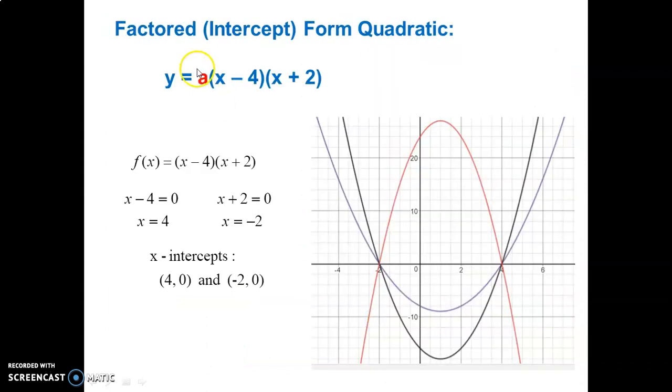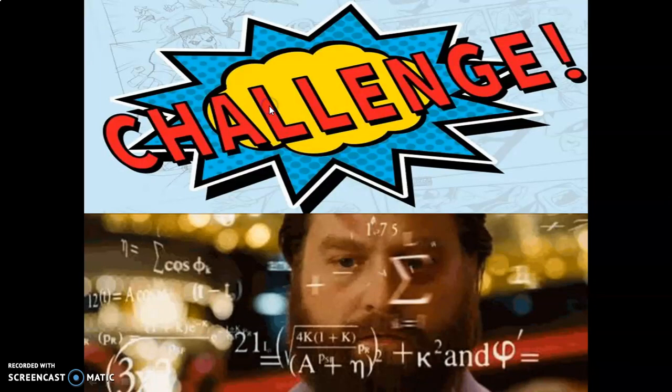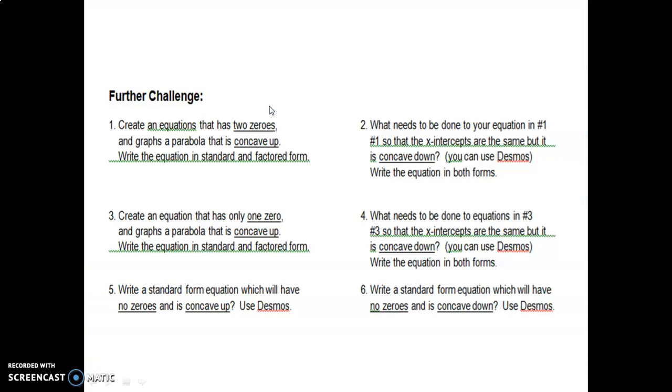Okay, so that point is here, that a value influences which way a parabola opens and how wide it is. So with this parabola here, we're always going to have the same two x-intercepts, negative 2 and 4. But changing the a will change how the parabola is positioned or how wide it is, but the x-intercepts will remain the same. Challenge, try these. You can do it. I know you can.